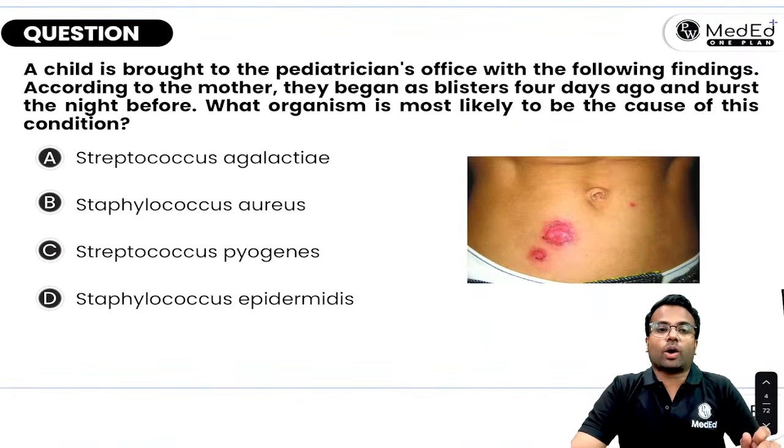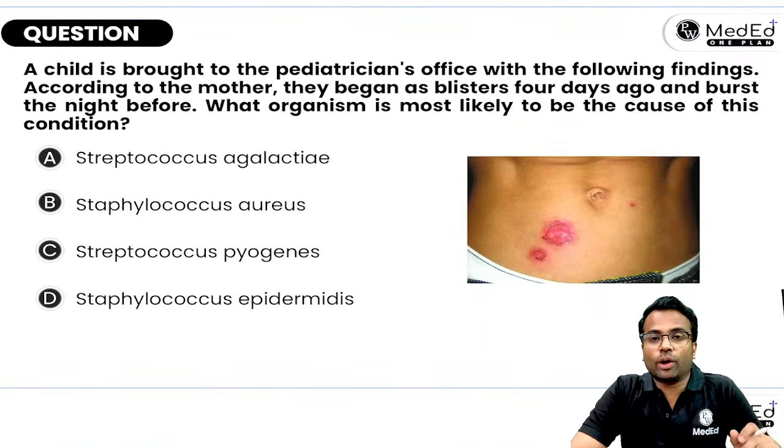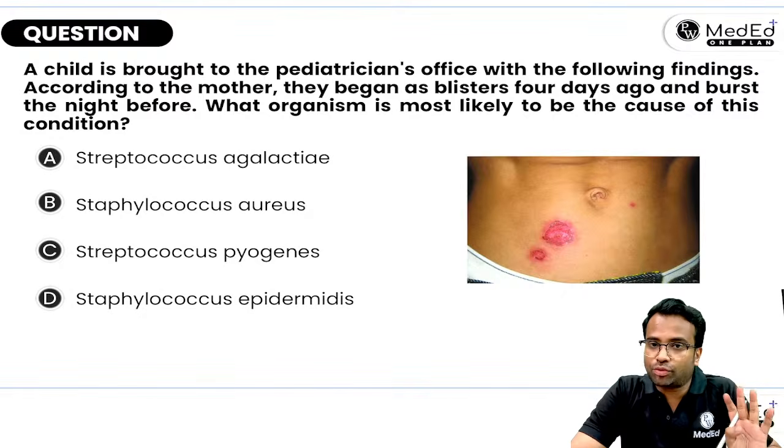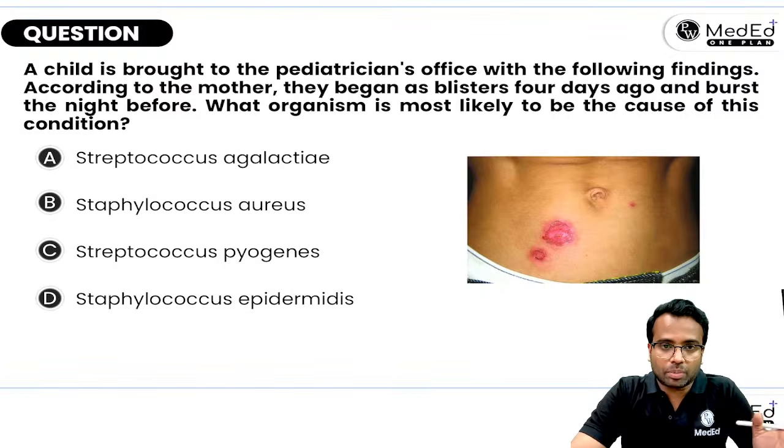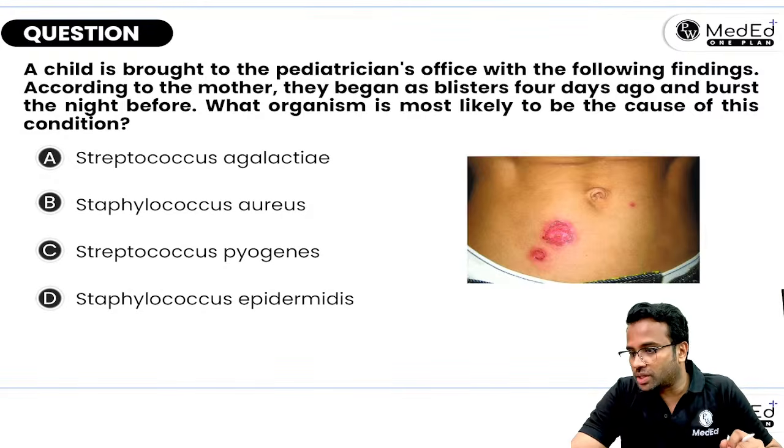A child is brought to the pediatrician's office with the following findings. According to the mother, they began as blisters 4 days ago and burst the night before. What organism is most likely to cause this condition? The options are bacteria: Streptococcus agalactiae, Staphylococcus aureus, Streptococcus pyogenes, and Staphylococcus epidermidis. So these are the 4 options now.